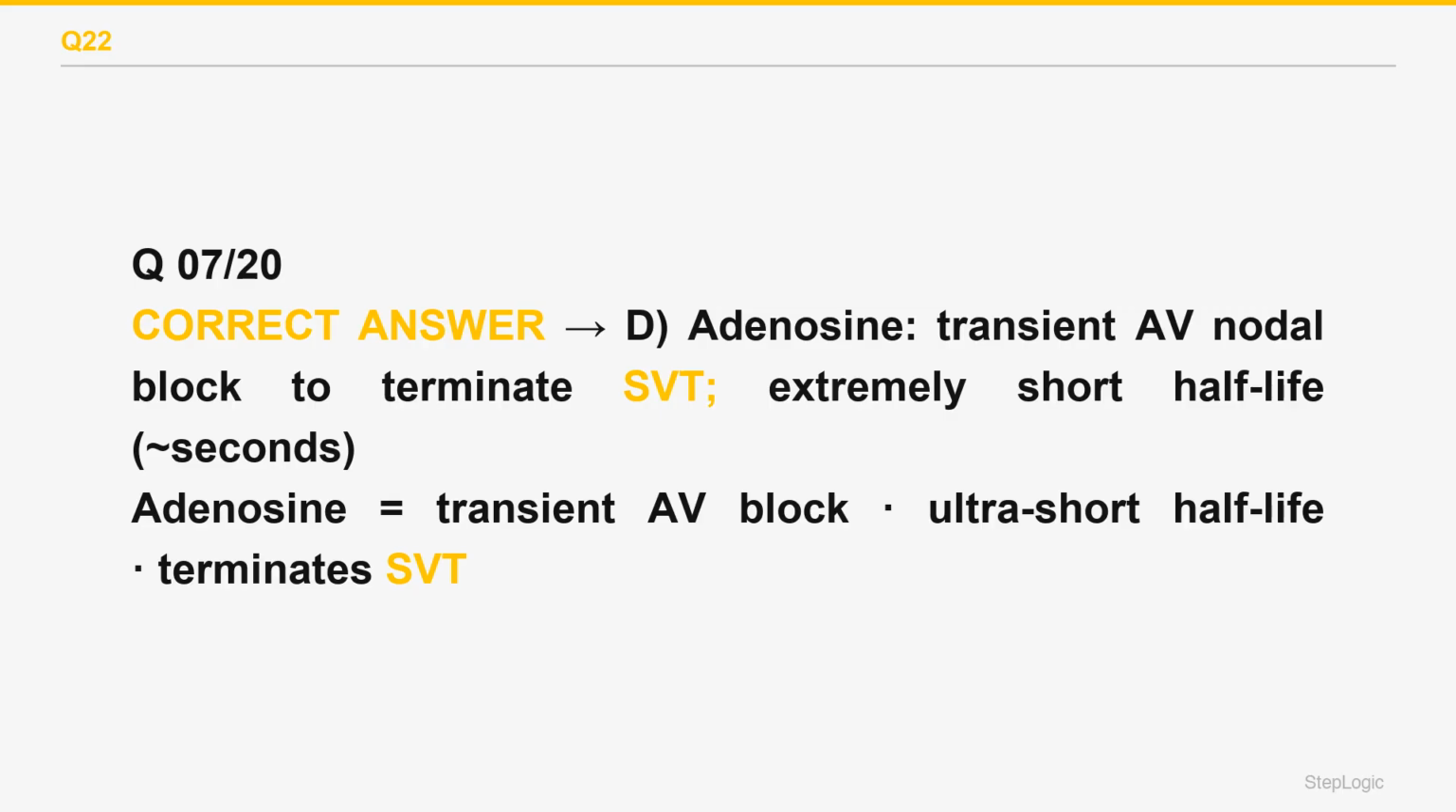The signature feature is its extremely short half-life, only a few seconds, because it is rapidly taken up and metabolized, which is why it is given as a rapid IV push followed by a saline flush. Patients often experience a brief, alarming sense of impending doom, chest discomfort, or flushing as the heart pauses, but these resolve within seconds. It is contraindicated with significant bronchospasm. The transient AV nodal block terminating SVT with an ultra-short half-life identifies adenosine.